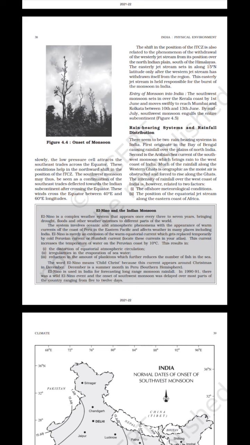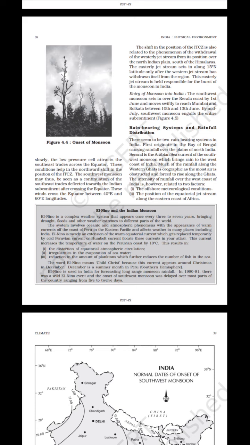This current increases the temperature of water on the Peruvian coast by 10 degrees Celsius. This results in the distortion of equatorial atmospheric circulation, irregularities in the evaporation of seawater, and reduction in the amount of planktons, which further reduces the number of fish in the sea. The word El Nino means child Christ because this current appears around Christmas, in December. December is a summer month in Peru, southern hemisphere.